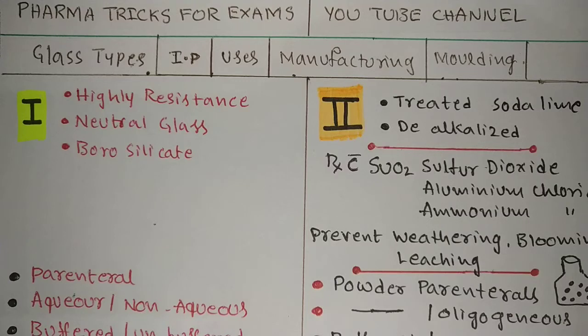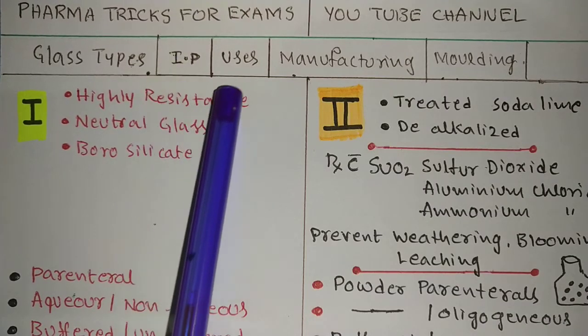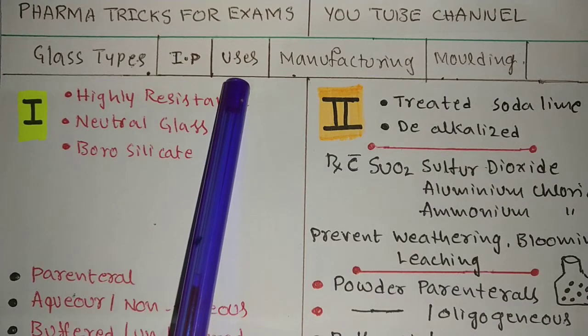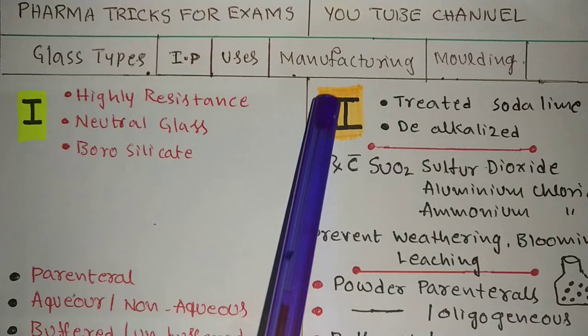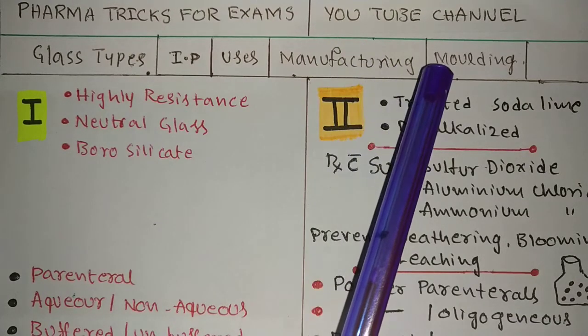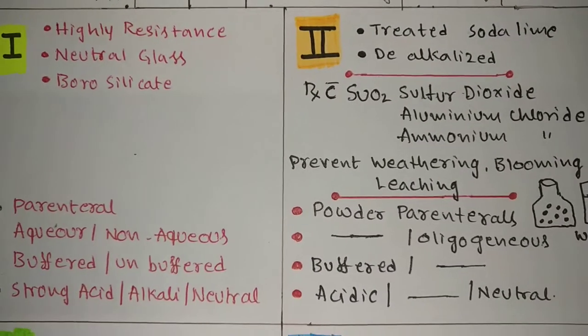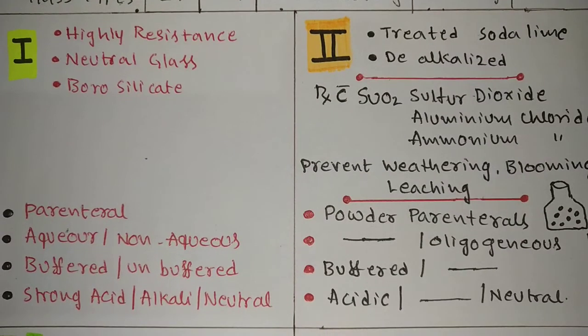In this video, we will see the different types of glasses as per the IP, Indian Pharmacopoeia, and the use of each type of glass, and also we will cover the manufacturing of the glass. It is also called the molding of the glass. Okay, let's start. There are only four types of glasses: type 1, type 2, type 3, type 4. First we will see type 1 and type 2 glasses.